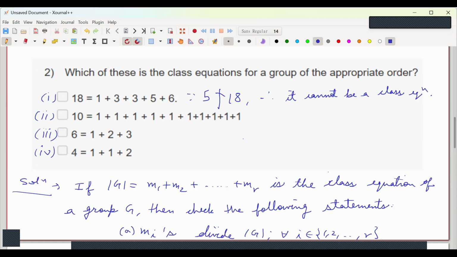So this is not correct, but this is correct. It is a class equation for an abelian group of order 10. Right? Now, what about the third part?